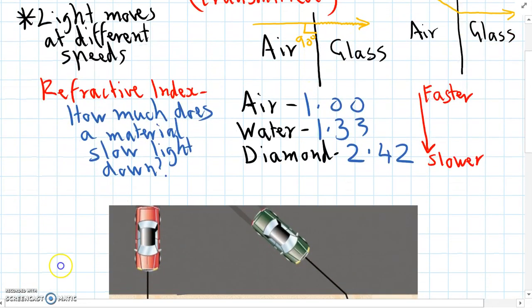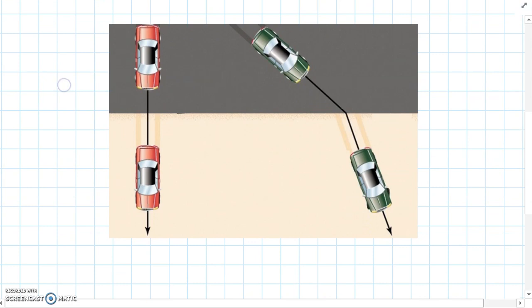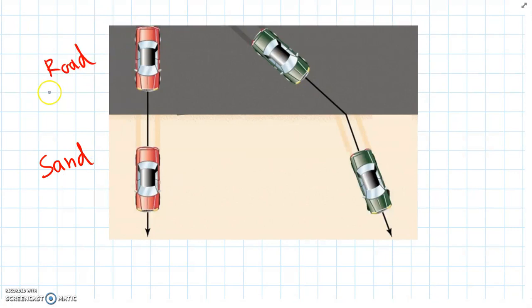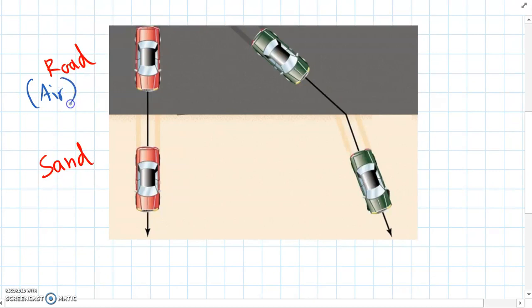So let's look at an example of how we can picture and explain why the light bends. And one way of doing it is to look at a car as an analogy. So with our car, let's look at the red one first. Here we've got the normal road, and at the bottom we've got sand. So this is representing the light going through air and then going through glass, which has a higher refractive index than air. High refractive index and low refractive index.